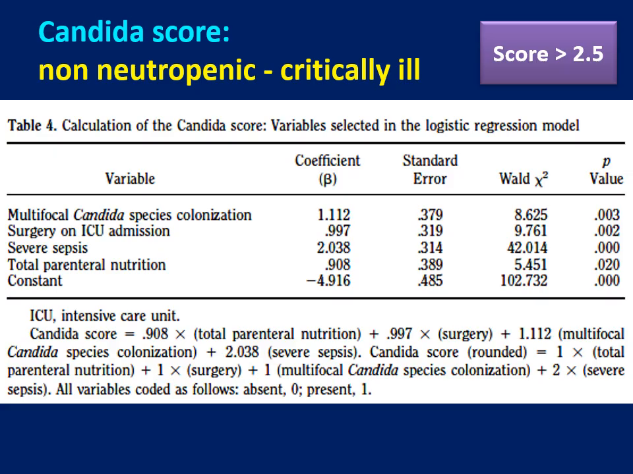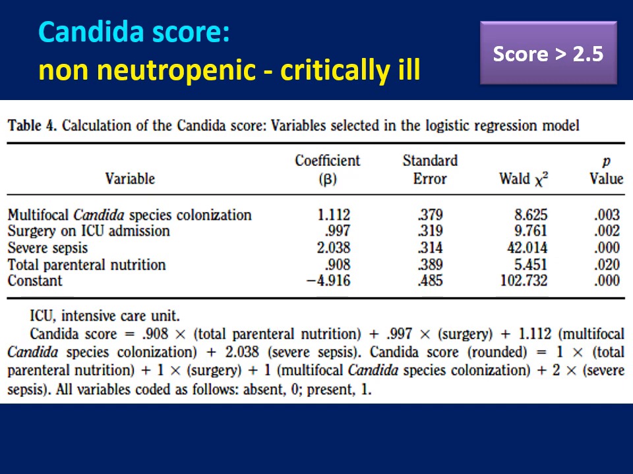It's very important to start treatment of candida as early as possible in a critically ill patient, so there is what we call the candida score in the non-neutropenic critically ill patient. This score is based on certain factors that predispose to candida and the fact that the patient has what we call multiple sites of colonization.